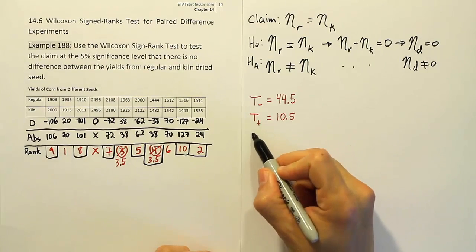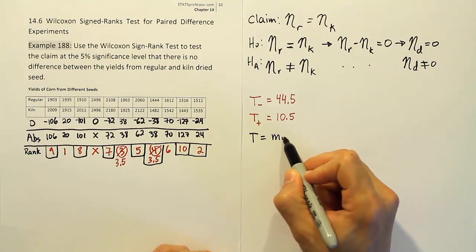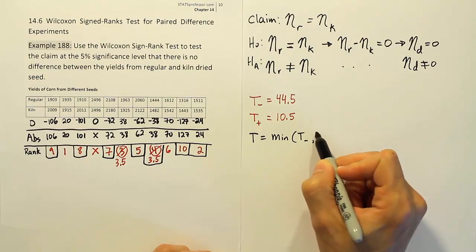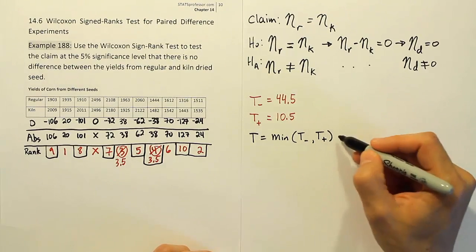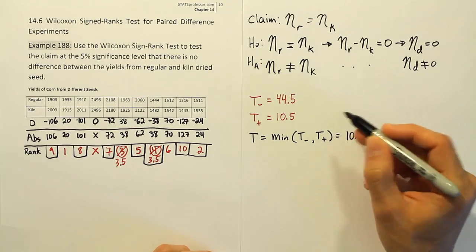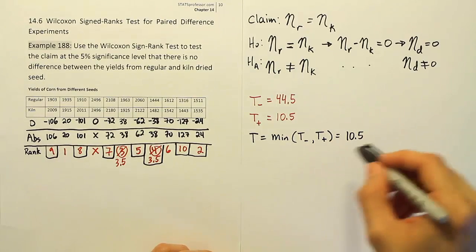Our test stat is going to be T, which is equal to the minimum of the two values we just calculated, T negative and T positive. By the minimum, we mean the smaller of the two numbers. So in our case, it's going to be 10.5, right? Because of these two numbers that we calculated, 10.5 is the smallest. So that's our test stat for the problem.